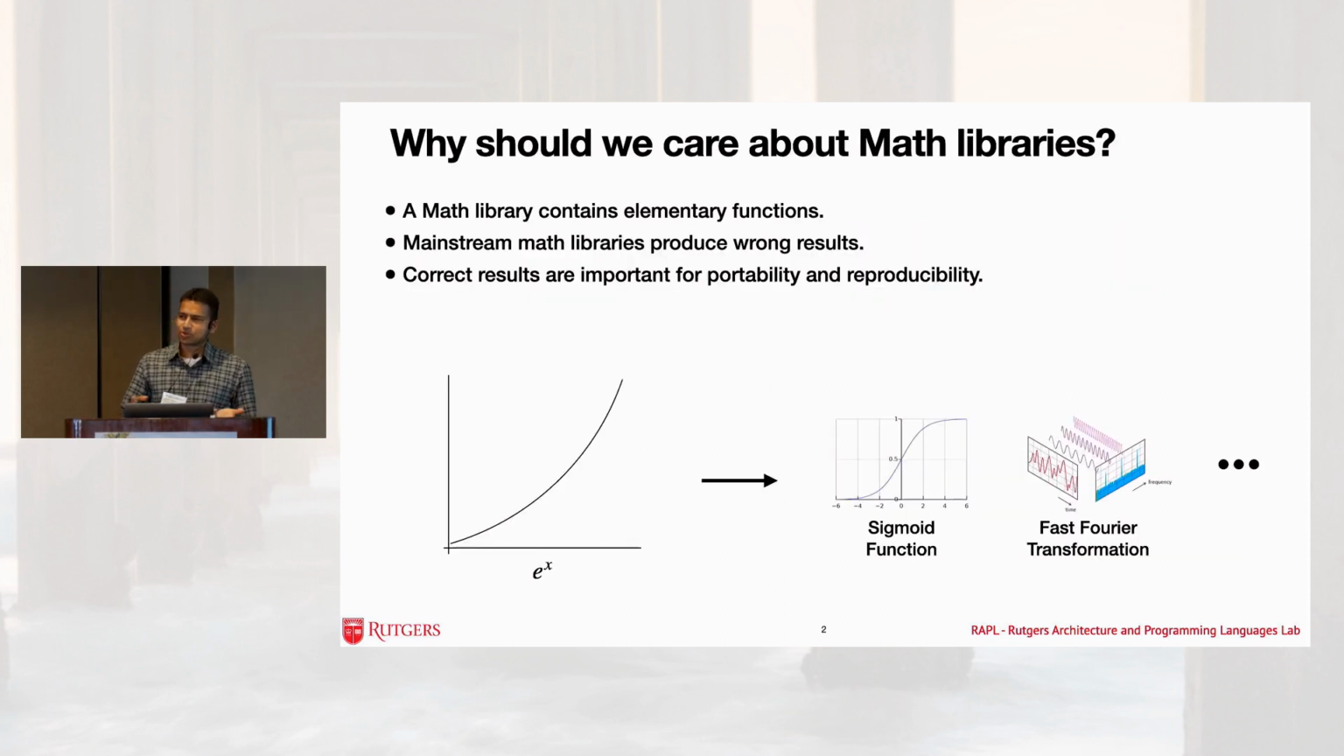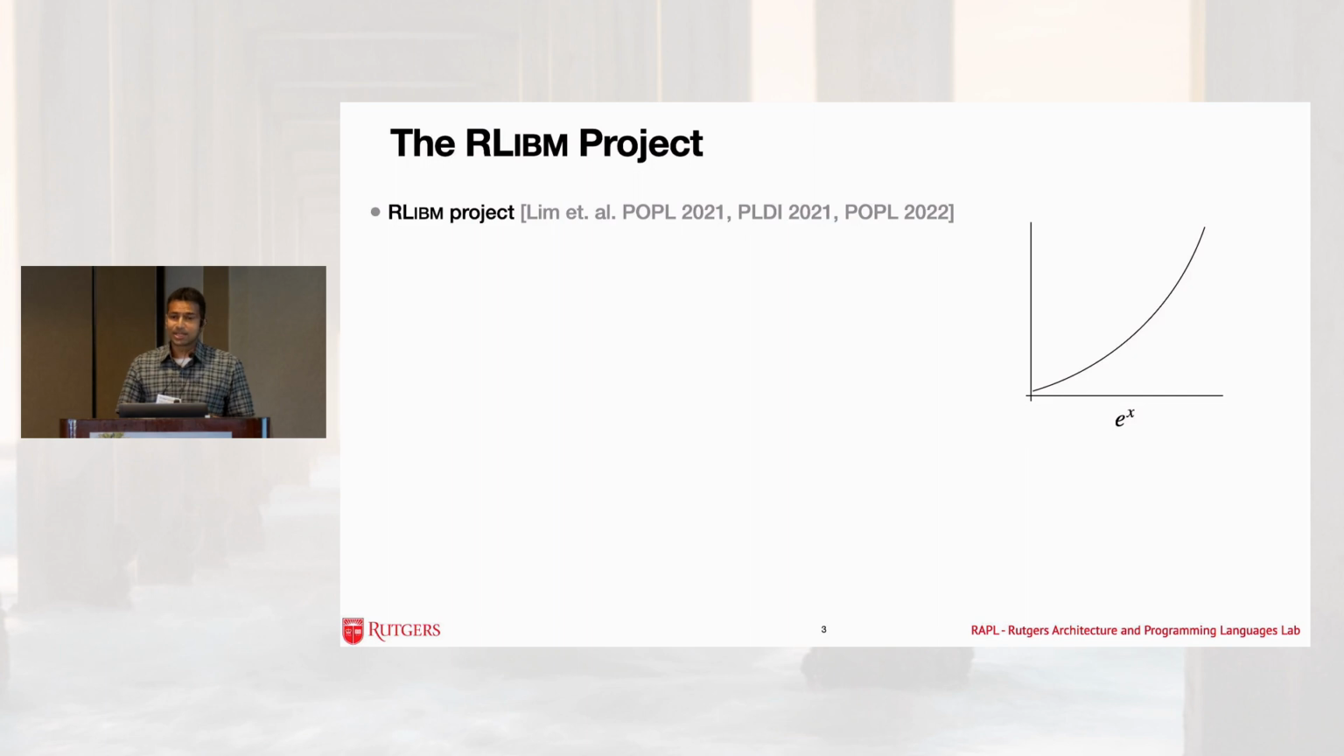So why should we care about math libraries? Well, everyone uses math libraries. Now, mainstream math libraries produce wrong results, and correct results are important for portability and reproducibility of science. Now, there have been several works on generating correctly rounded math libraries.